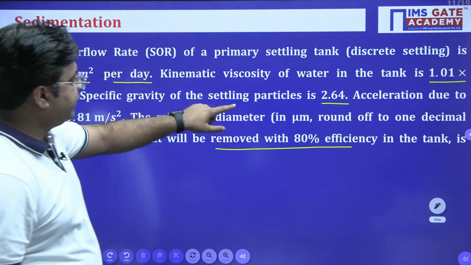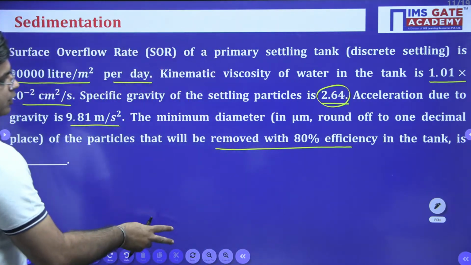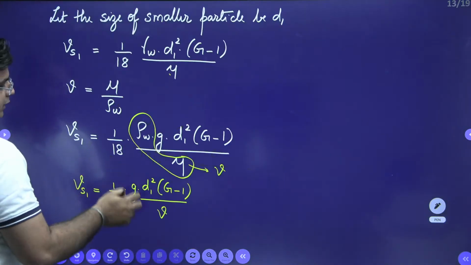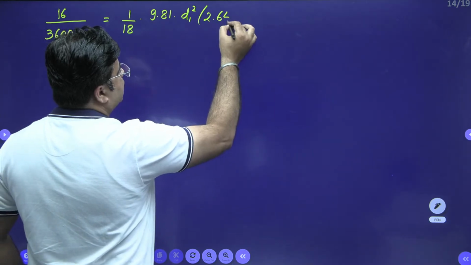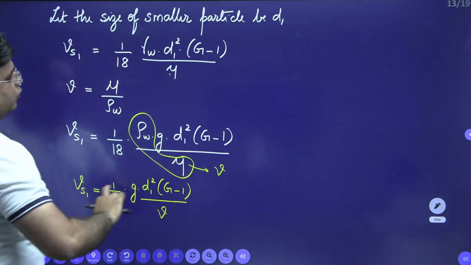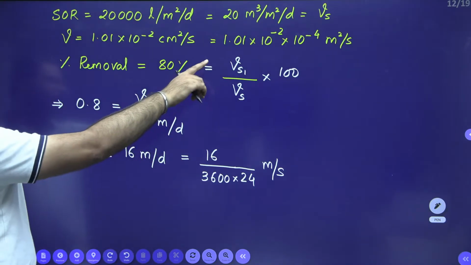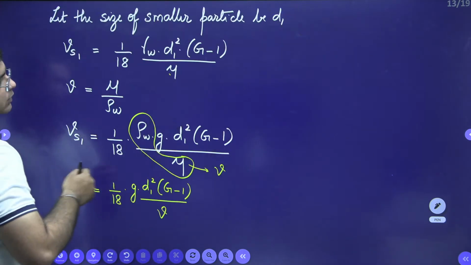Okay, specific gravity of the settling particle, capital G, is 2.64. So this is 2.64 minus 1, divided by mu. And mu we have already calculated in meters square per second, which is 1.01 into 10 raised power minus 6.